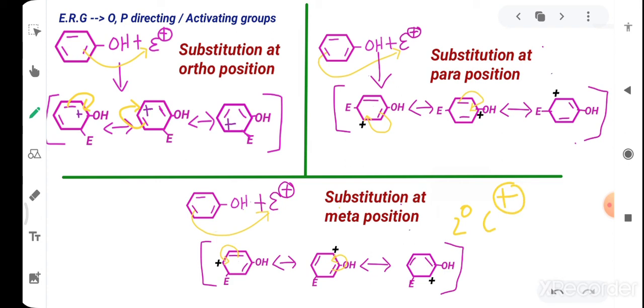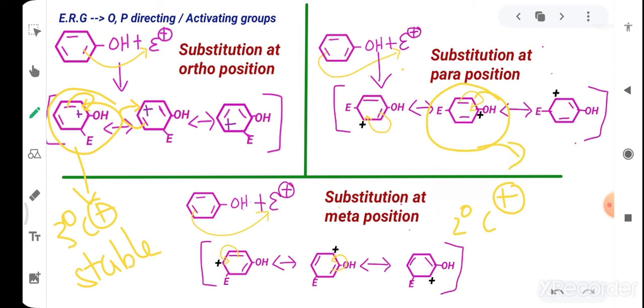But if you see at the ortho position, here there is a tertiary carbocation which is more stable, and if you see at the para position too, there is a tertiary carbocation which is more stable. That's why the electron releasing groups are ortho-para directing in nature, because if the substitution takes place at ortho and para position, there is a formation of tertiary carbocation which is stable. If it takes place at meta position, there is only secondary carbocation and there is no tertiary carbocation.